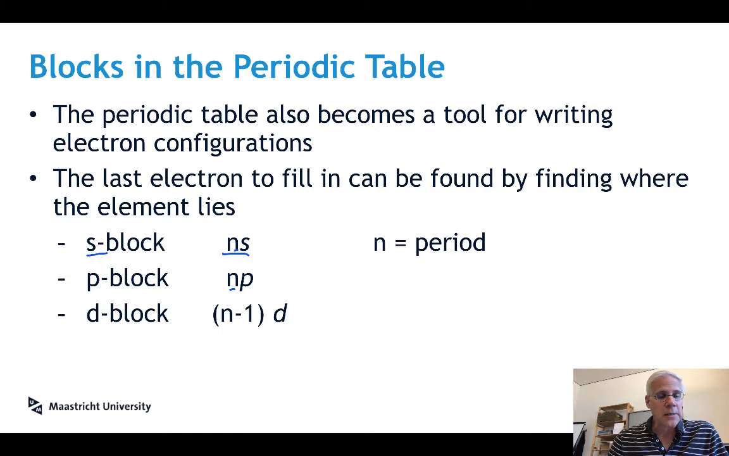For the D block, those fill in as the period minus 1 d. So if I'm in period 4 and I'm in the D block, I'm filling in the 3d. If I'm in period 5 and I'm in the D block, I'm filling in the 4d. And we see something similar with the F block, except it's n minus 2. So if I'm in period 5, actually that doesn't work, I'd have to be in period 6, and then I would be filling in the 4f when I get into my F block.